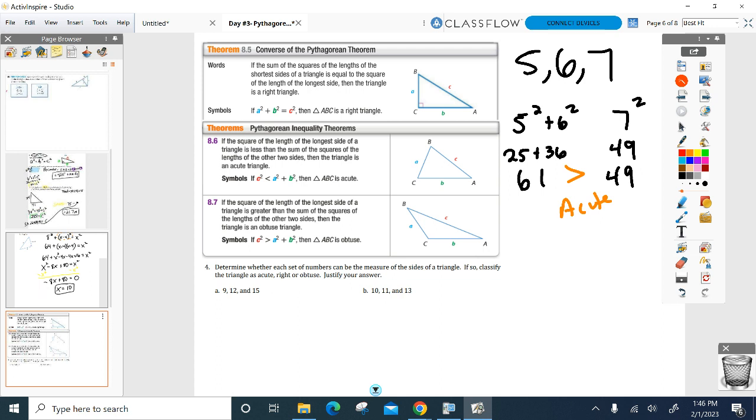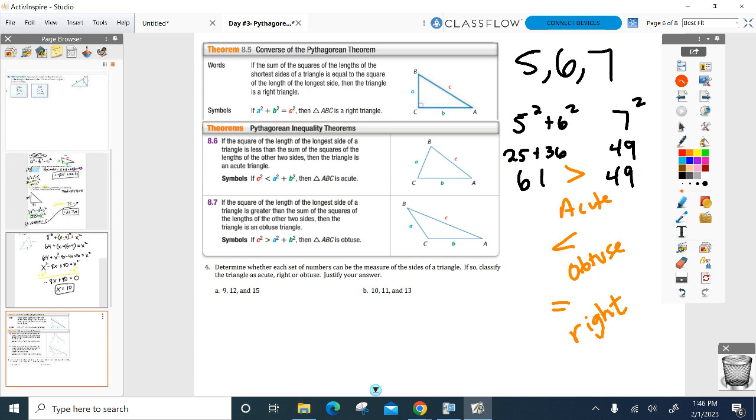If it's reverse, that the c squared is bigger, I have obtuse. Well, what if they're equal? We've been doing that all year. When have we set a squared plus b squared equal to c squared? Only if I have a right triangle. So if they come out to be equal, it's right. So that's what I'm going to do with the three sides right now.